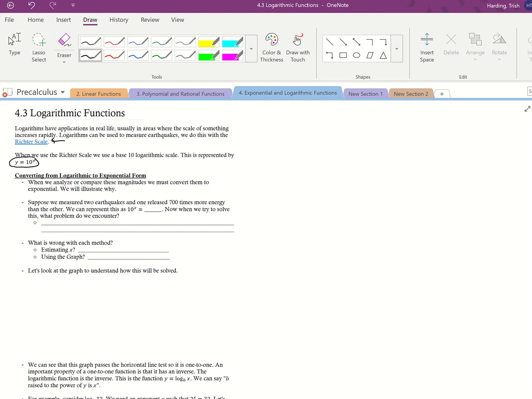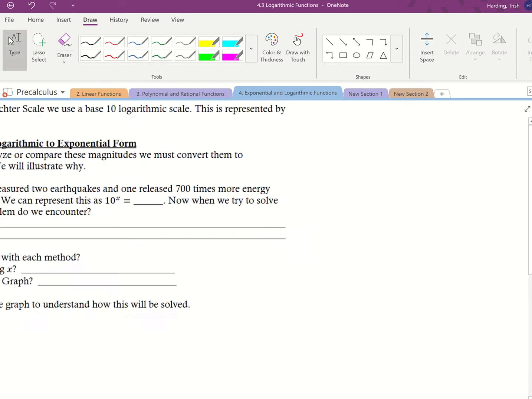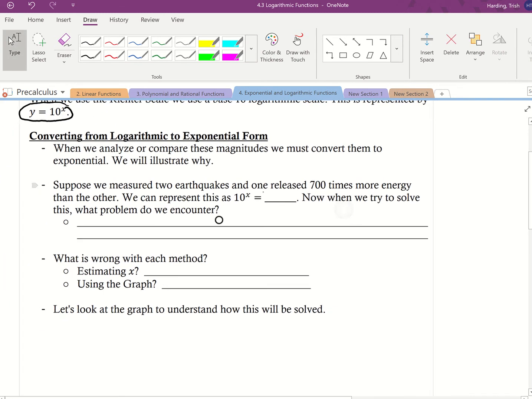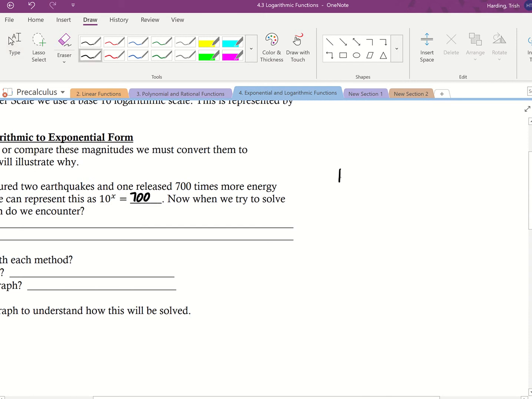So suppose we're measuring two earthquakes and one is 700 times more powerful than the other. This can be represented as 10 to the x equals 700. So what happens when we try to solve this? Let's have a look. 10 to the x equals 700.